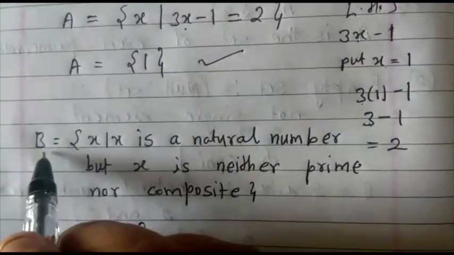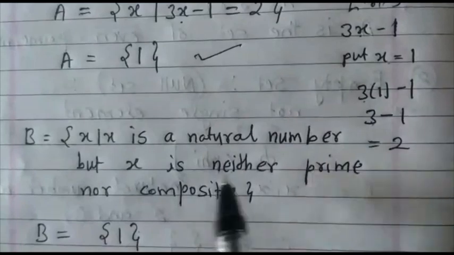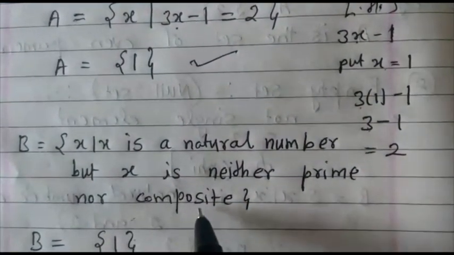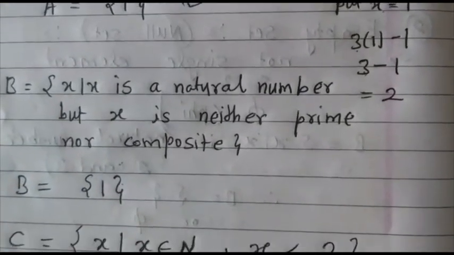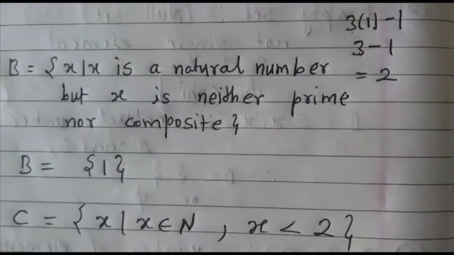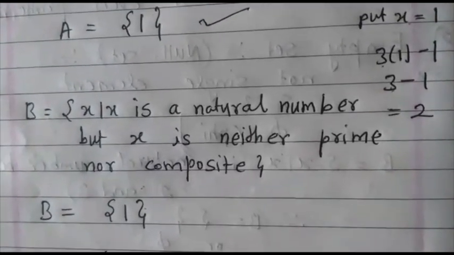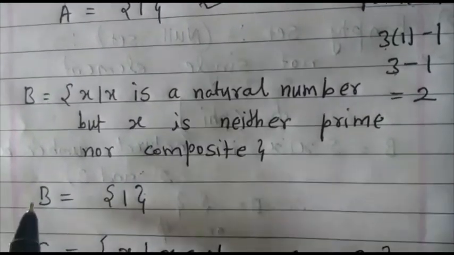Now come to the B question. B is equal to {x | x is a natural number, but x is neither a prime nor a composite number}. We know natural numbers start from 1, but 1 is the number that we cannot say is a prime number, nor can we say it is a composite number. So how to write set B?